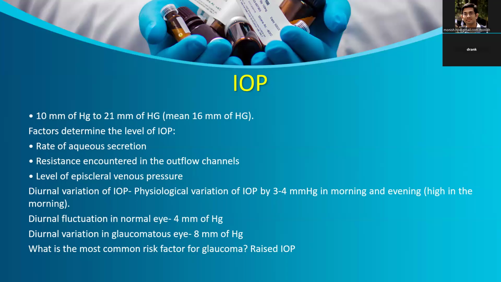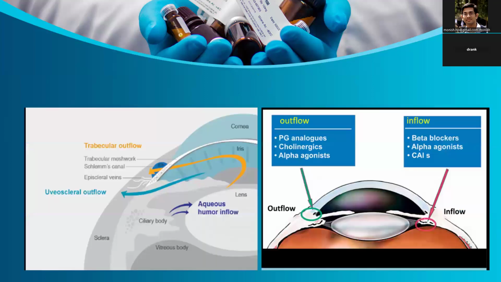The main aim of glaucoma treatment is to lower this intraocular pressure. We can do this either by decreasing the production of aqueous humor or by increasing its outflow. By doing this, we can delay the damage to the optic nerve and preserve the vision. This slide helps us understand more clearly how the aqueous humor is produced and how it is drained.